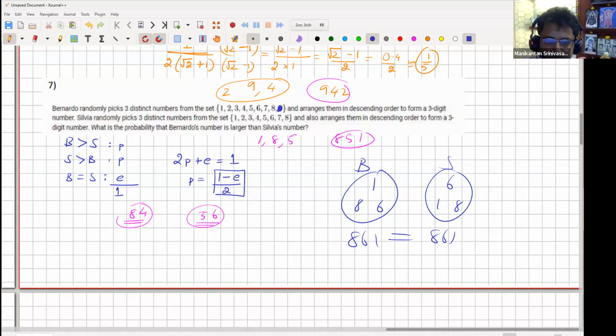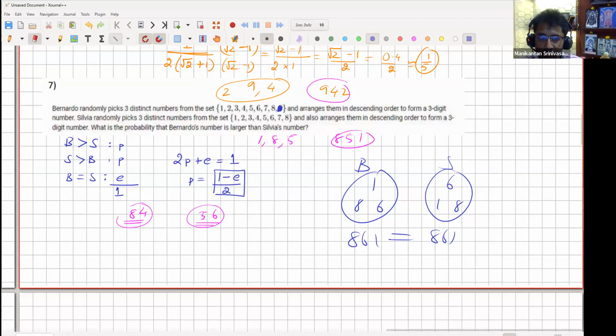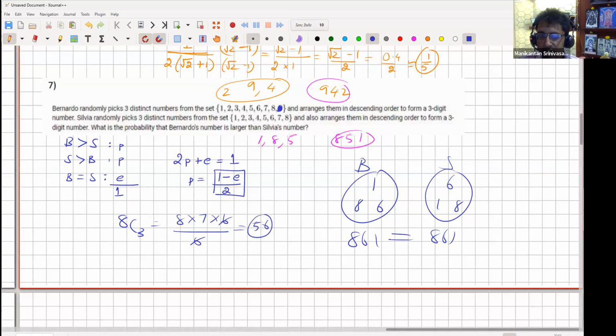No? Okay, let's discuss. I think you guys are making too much out of this one. It's actually simple. Bernardo is picking 3, and then Sylvia has to pick the same set of 3. How many ways can Bernardo pick 3? We already worked through that. It was 8 choose 3, which is 8 into 7 into 6 by 3 into 2 into 1. There are 56 ways in which Bernardo could have selected a group of 3 numbers.